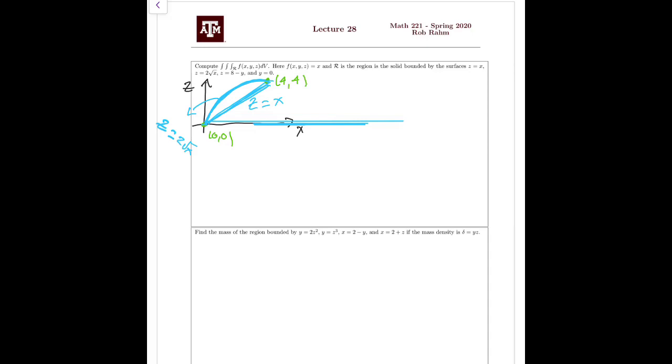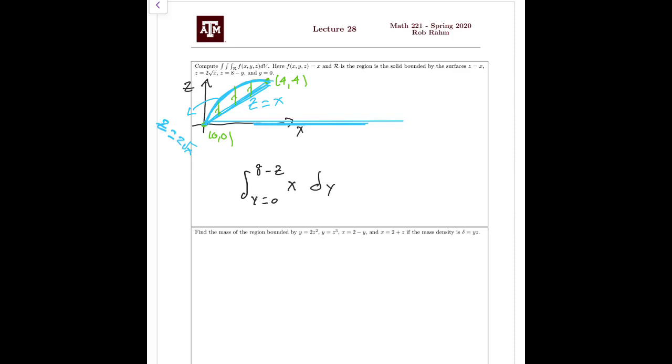And the y integral is going to go from 0 to 8 minus z. So now I've solved z equals 8 minus y for y in terms of z. And we're integrating the function x, so dy will be there. Okay, and now for the x and z integral, which one should go first? Well, it doesn't really matter. Either one is about equally difficult or equally easy, depending on your perspective.